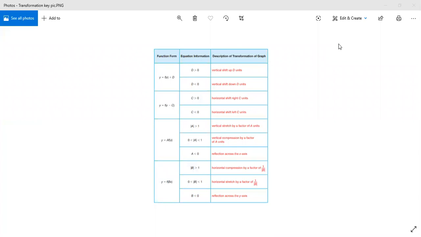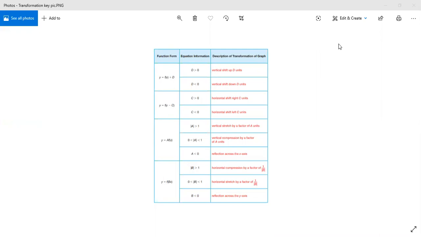If a is bigger than 1, it causes that vertical stretch by a factor of a. If it's between 0 and 1, then it's going to cause a vertical compression by a factor of a. And if the a value is negative, it reflects it across the x-axis.